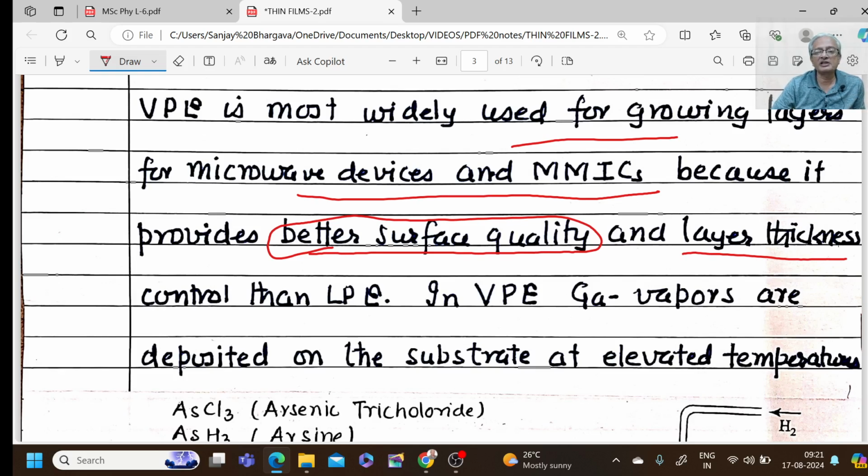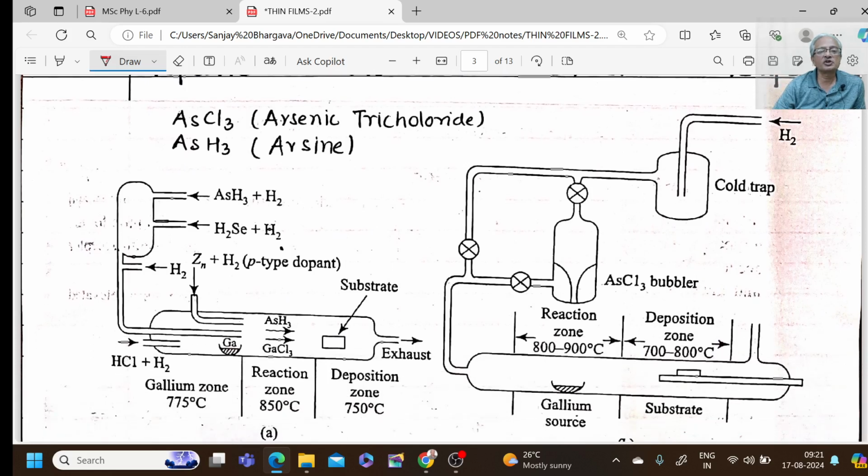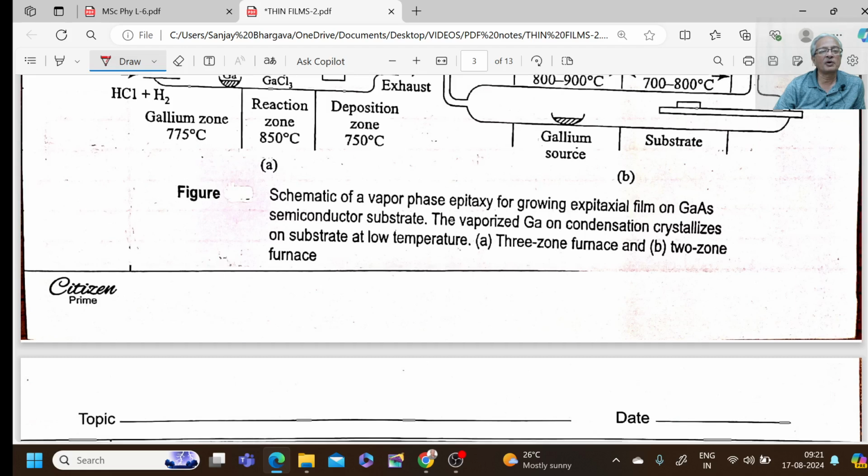In vapor phase epitaxy, the gallium vapors are deposited on the substrate at elevated temperature. So gallium vapors are deposited on the surface at elevated temperatures. Now this figure shows two techniques. One of them is a 3-zone furnace and the other is a 2-zone furnace. The 3-zone furnace has 3 zones: the gallium zone, the reaction zone and the deposition zone. While the 2-zone furnace has 2 zones, basically the gallium source and the substrate. Let us discuss how they work.